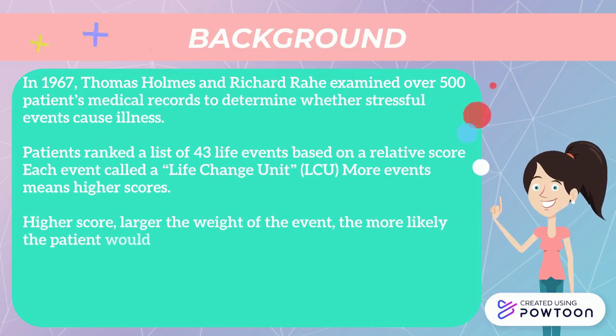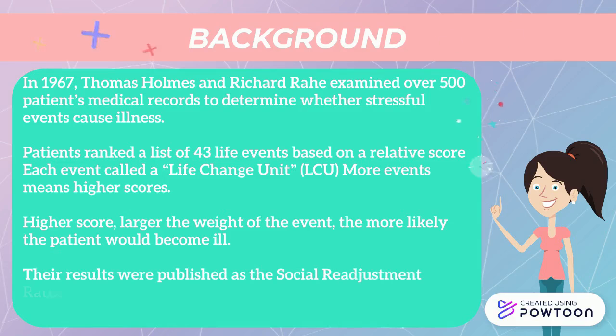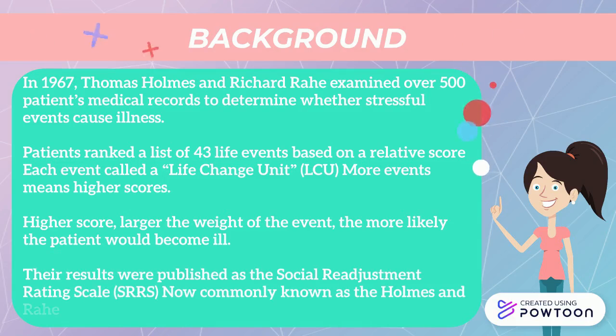Patients ranked a list of 43 life events based on a relative score, in which each event is called a life change unit, or LCU. More events means a higher score. So the higher the score, the larger the weight of the event, the more likely the patient will become ill.